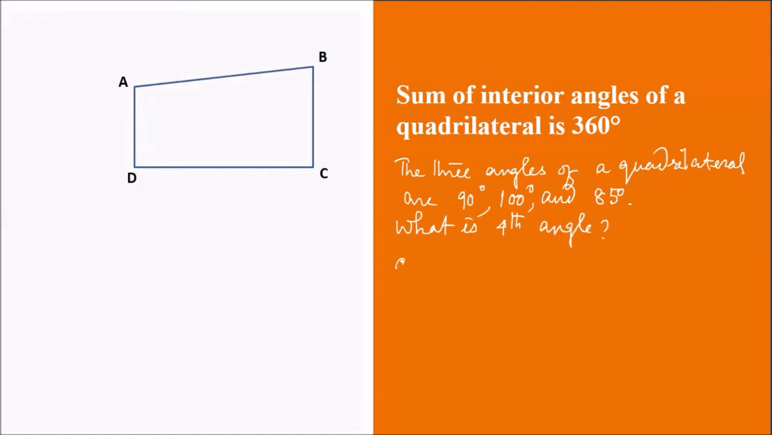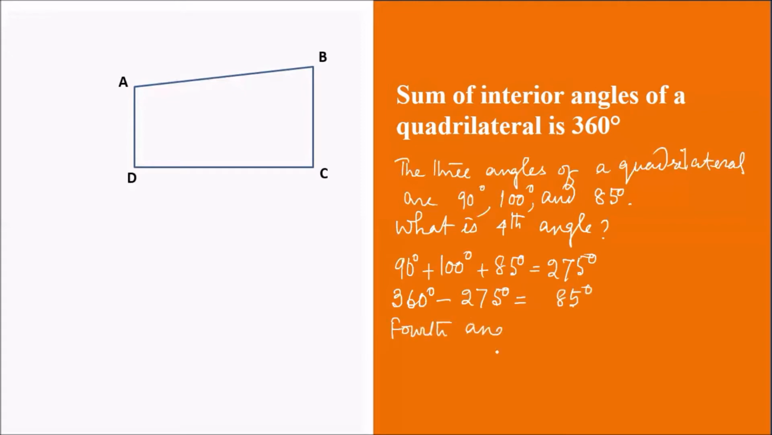We can take the sum of all these three angles. How much will it be? It will be 275. Then the sum of angles is 360 degrees. We'll subtract 275 from 360. How much will I get? I'll get 85 degrees. So the fourth angle is 85 degrees.